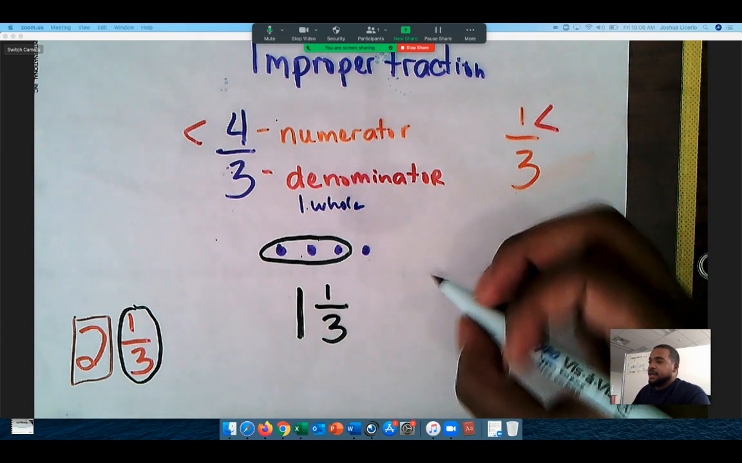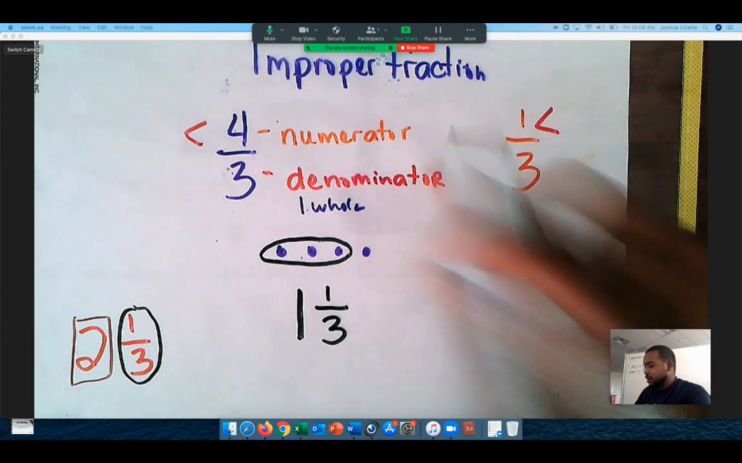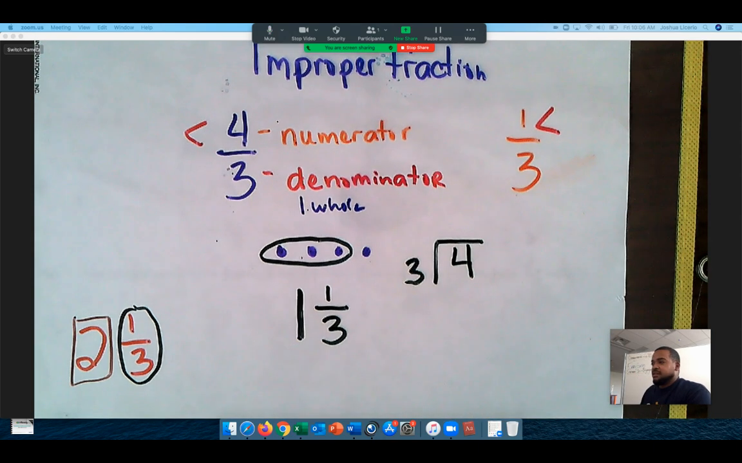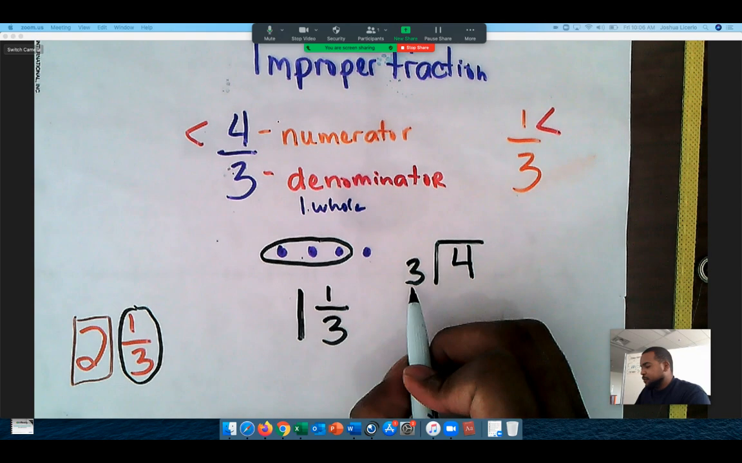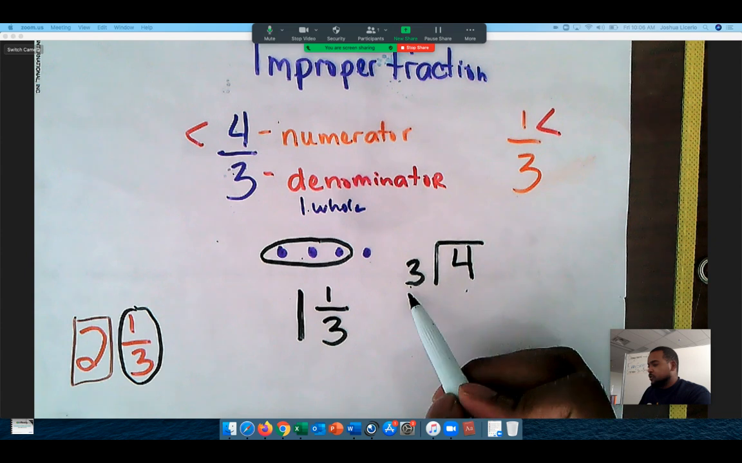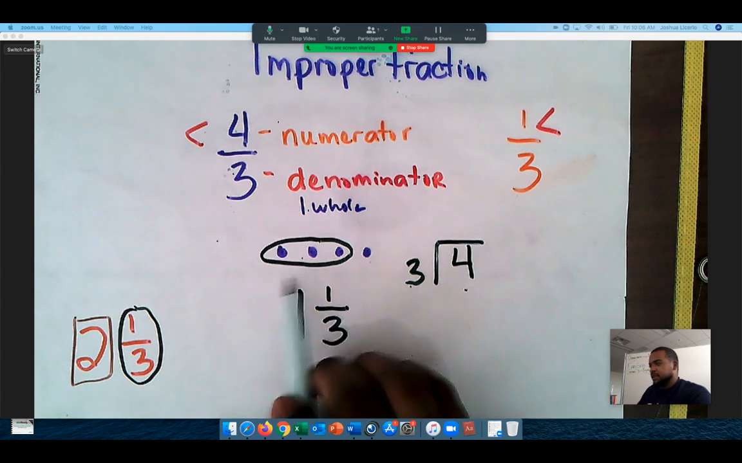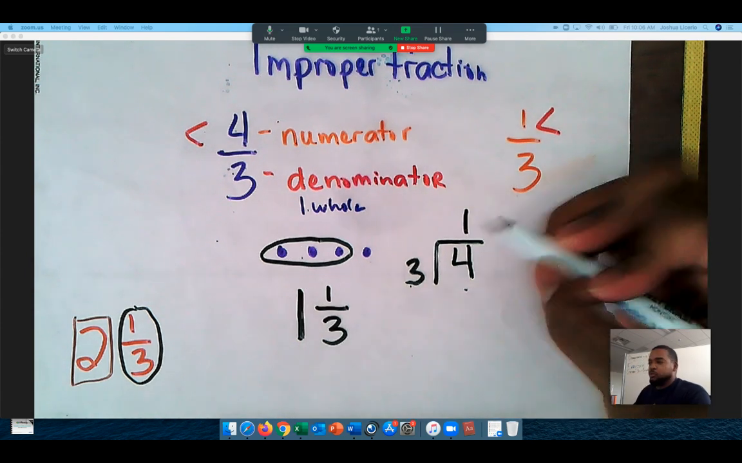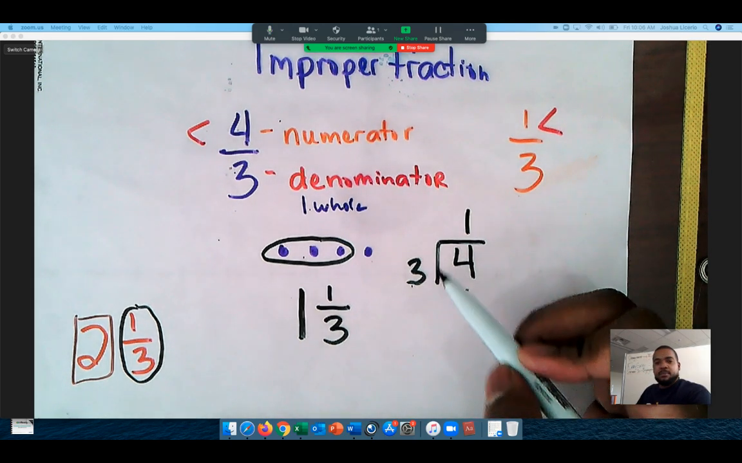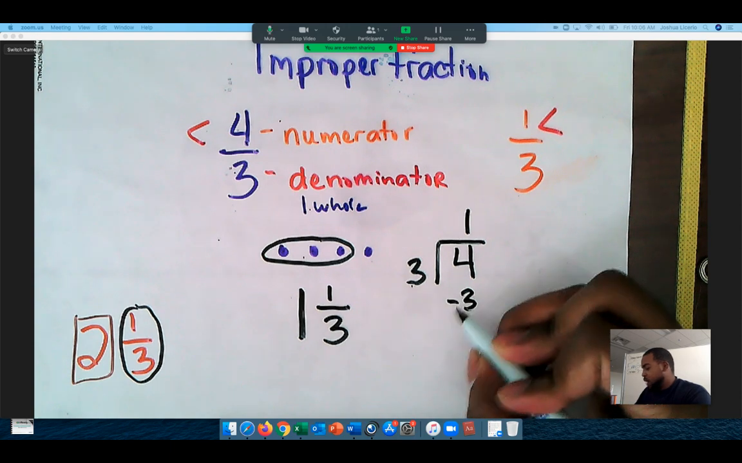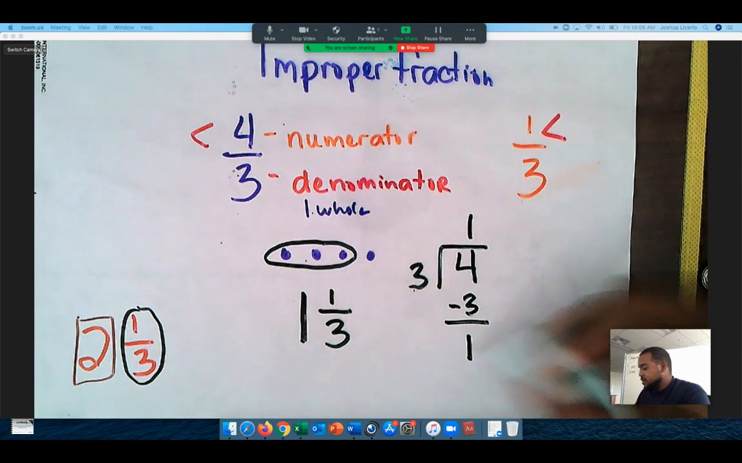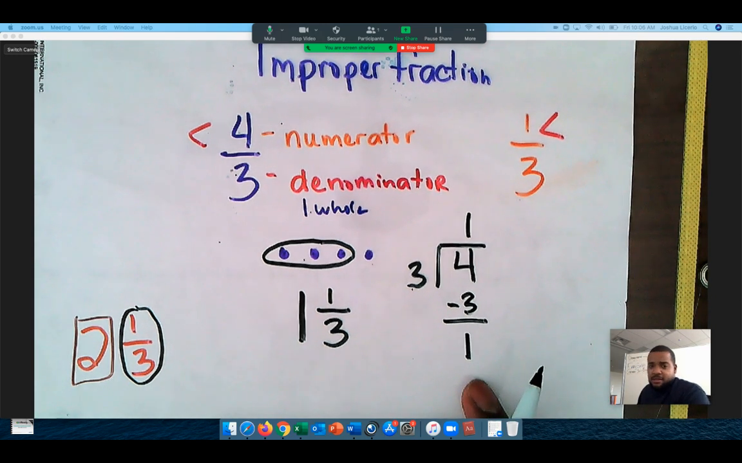The other way you can do this is by dividing. I'm going to take my numerator and put it inside the house. Take my denominator, put it outside the house. Same thing, same idea. I want to make a group of 3 out of the 4 parts that I have. And I ask myself, how many groups of 3 can I make with 4? Well, I already did some of the work here. I can make 1 group of 3 with 4 parts. Because that group of 3 is already in a group, I want to make sure I subtract them from the parts that I have. So 4 minus 3, I get 1. With my remainder, I can't make another group.